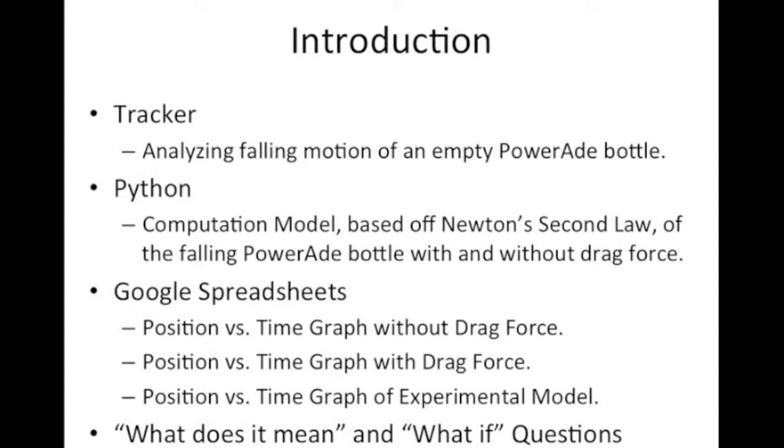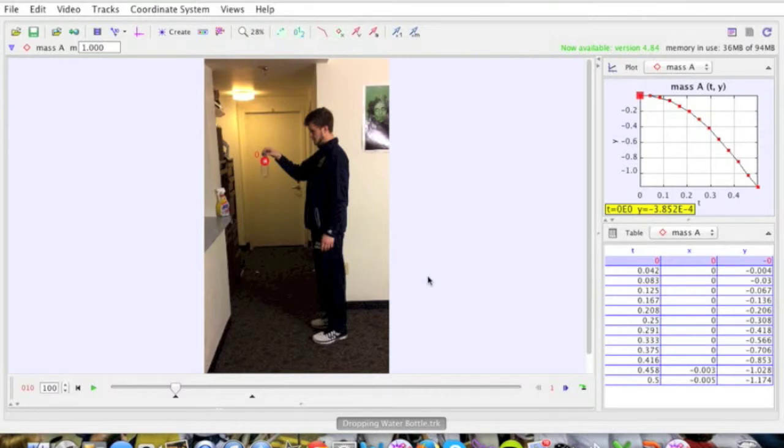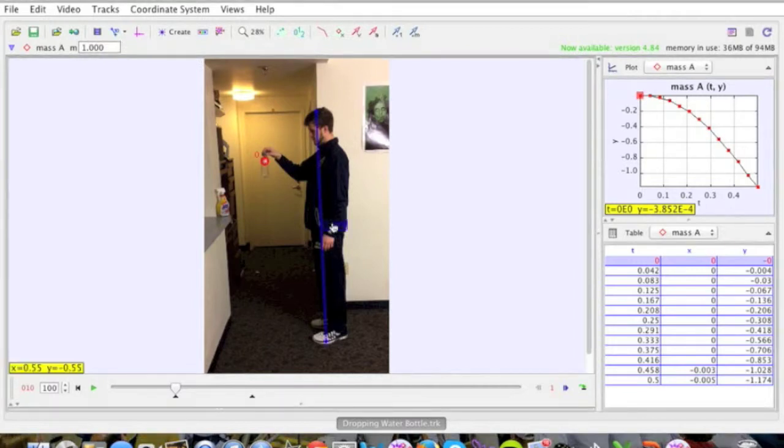posed later. When analyzing the motion of the falling Powerade bottle, I first had to give the Tracker software a reference of length. Since I am 6 feet 5 inches tall, I made my height 1.956 meters. I also had to rotate the axis so that the y-axis remained in the middle of the bottle throughout the entire time interval. Once we have plotted the position points throughout the time interval, we are ready to see the motion of the falling object.